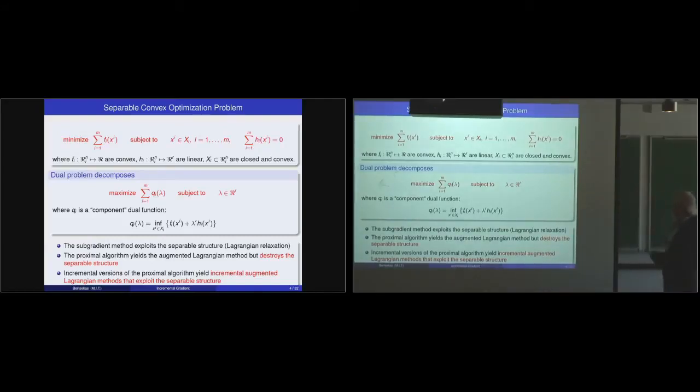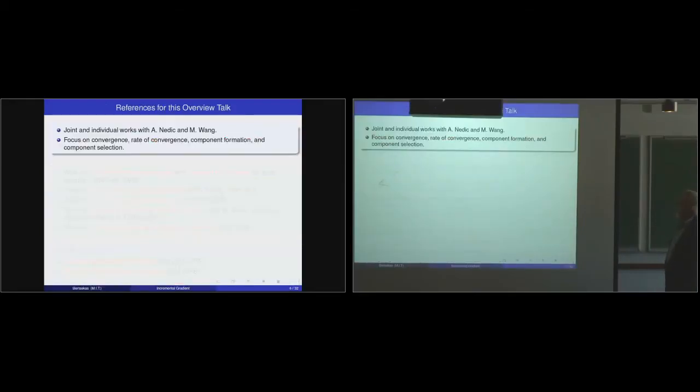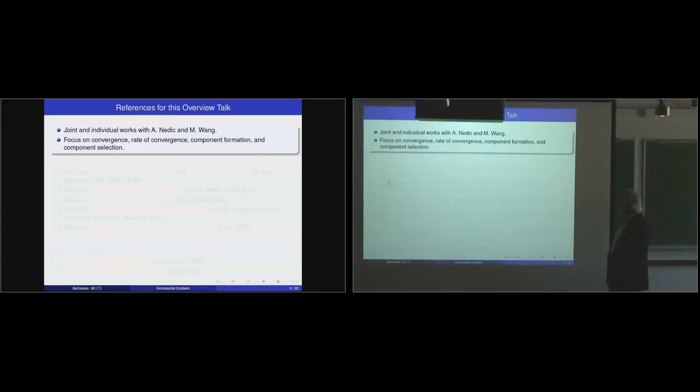Okay, I'll talk about some other stuff at the end, but that's the broad outline of my talk. So there are a number of references for this. Joint and individual works with two of my students, Angelia Nedic and Mengdi Wang. Angelia is a professor at the University of Illinois in Champaign-Urbana. Mengdi Wang is at Princeton University.